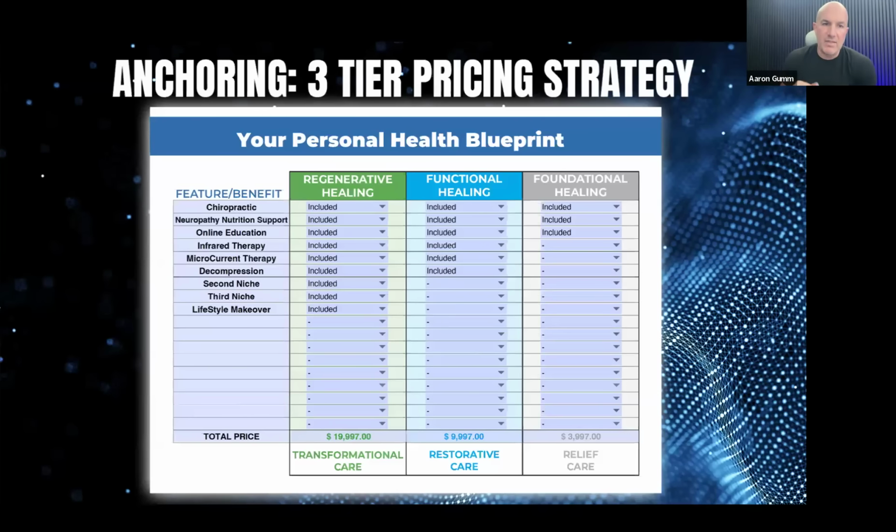And then we have our functional health plan, which is basically chiropractic and all the neuropathy components. They needed decompression, and that's going to be the best offer to fix their problem. And then your last one is going to be chiropractic, neuropathy, nutrition, and online education. Very bare minimum, it gets them into something. They couldn't afford the middle plan, but they need to do something for their health, and that's the good plan.